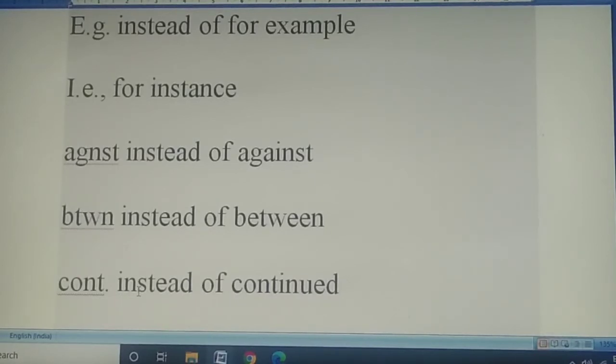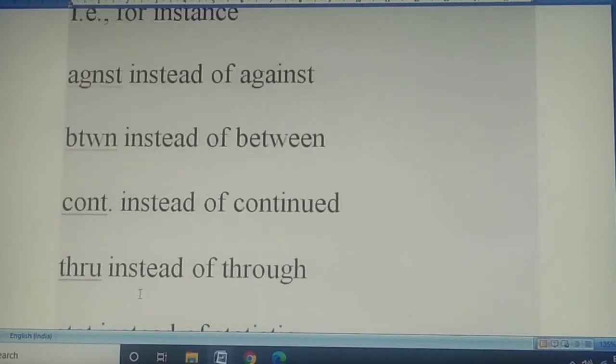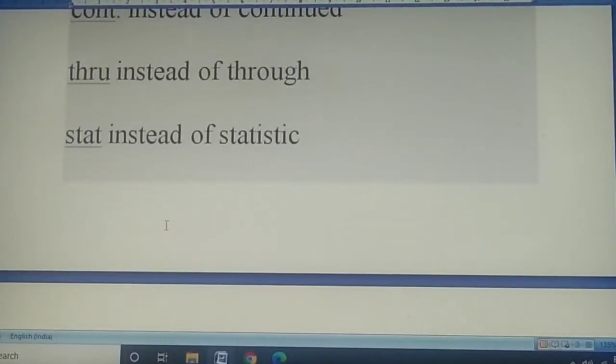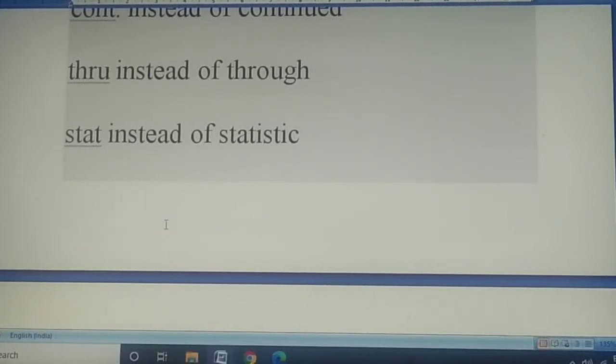AGNST instead of against. BTWN instead of between. CONT instead of continued. If you ask me what I do in place of writing continued, I add one D also, so that it is very clear. What I write is CONTD. I include D also. THRU instead of through. Yeah, that is your favorite WhatsApp language, isn't it? THRU. And what, you write WAT, that, you write TAT. So these are WhatsApp languages.